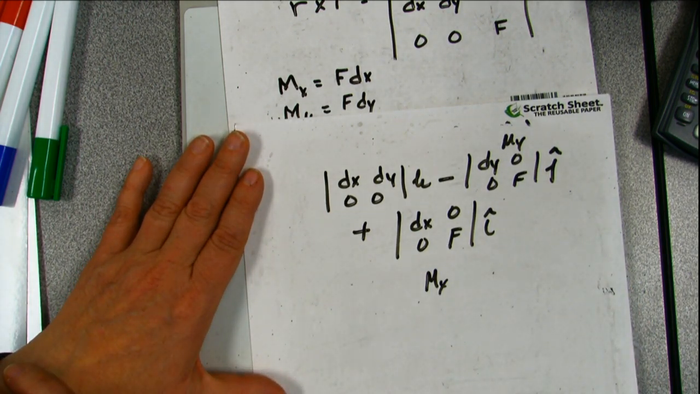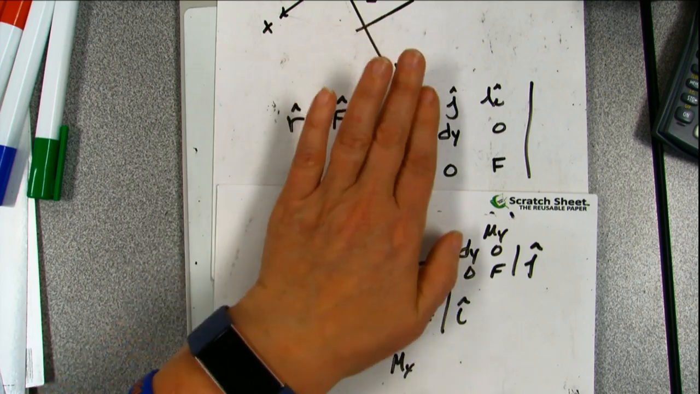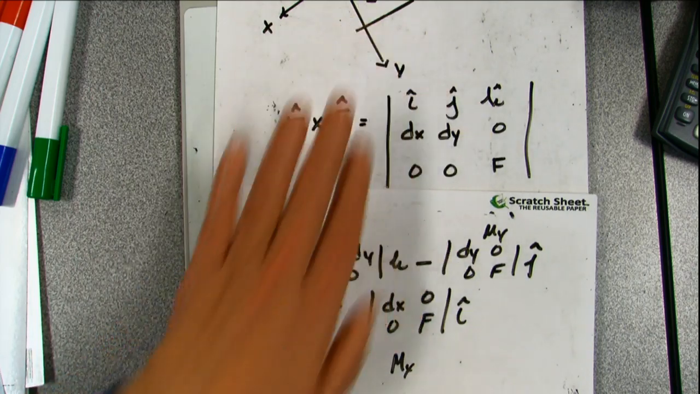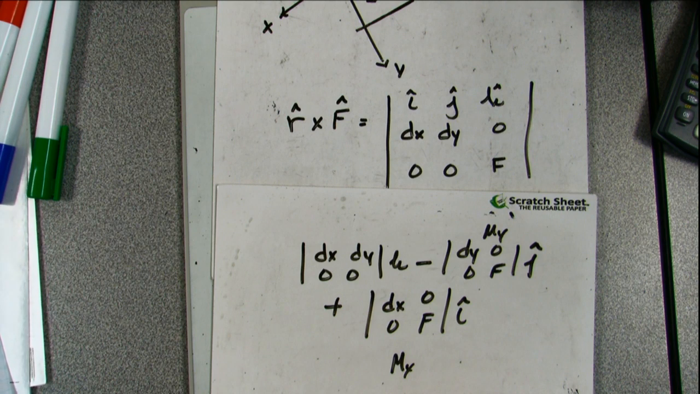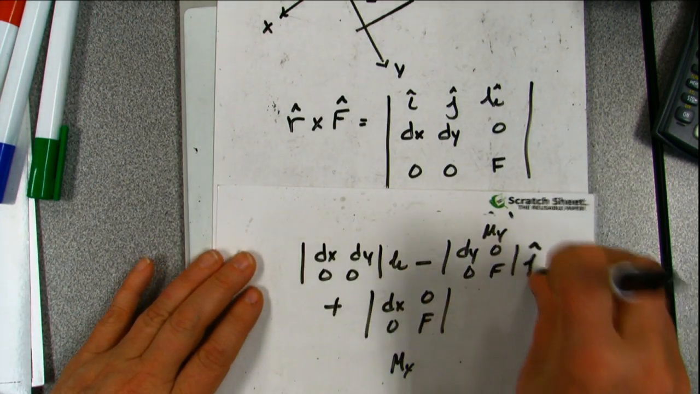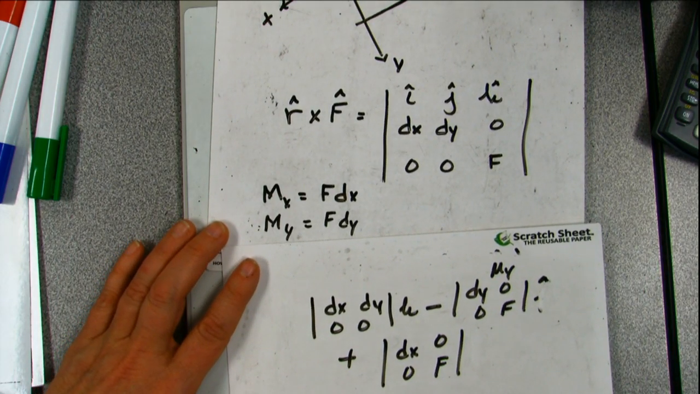Okay. Yeah, because you cover up the i, and then the i component is equal to dy times f minus 0 times 0. I see what you're saying. Did I write it out right? Yeah, I did dx, dy. Did that right?